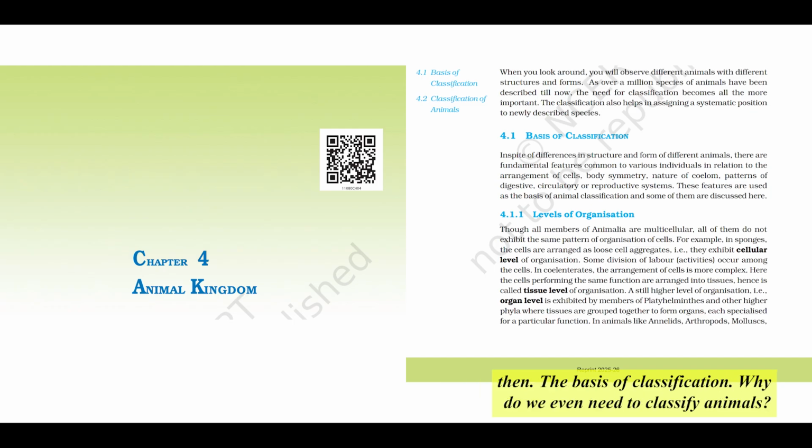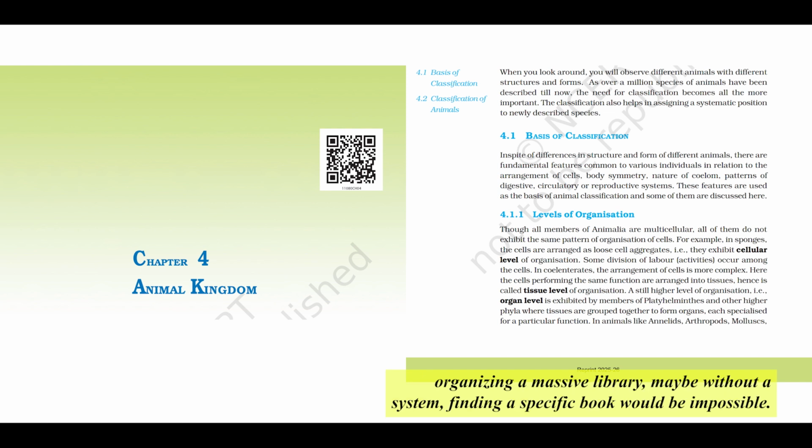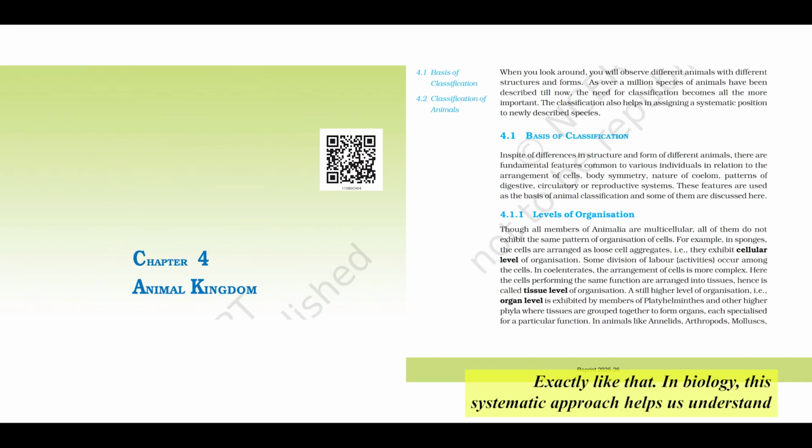Okay, let's start right at the beginning then. The basis of classification. Why do we even need to classify animals? Well, think about it. Over 1 million species described. Imagine the chaos without a system. Classification is absolutely essential for systematic study. It helps us organize this vast biological information into a logical, hierarchical structure. Like organizing a massive library, maybe. Without a system, finding a specific book would be impossible. Exactly like that. In biology, this systematic approach helps us understand evolutionary pathways, identify relationships between different groups, and practically, it lets us assign a proper, unique position to any newly discovered species. And for your exams, understanding why we classify is really just as important as how we classify.